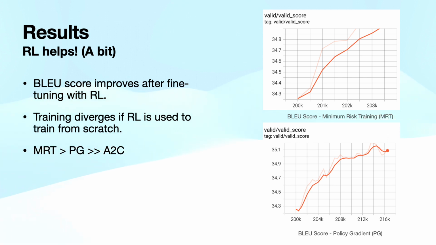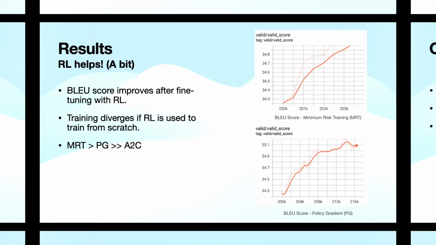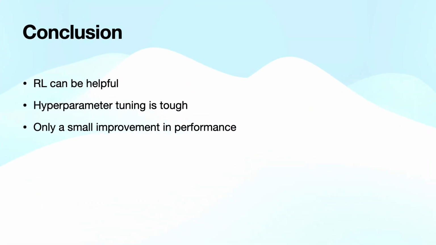Another observation from our experiments is that minimum risk training is oftentimes more stable to train than policy gradient and actor critic methods. In conclusion, based on our experiments and the literature in this domain, RL indeed can be helpful in settings where it is used for fine-tuning of pre-trained baseline models. However, this improvement comes at a cost of longer training times and slow learning.